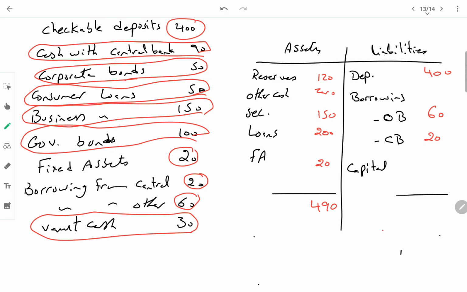As we said, the balance sheet identity should match, which means that assets should be equal to liabilities plus capital. So we can find the value of capital as the difference between assets and liabilities. So it's 490 minus 480. This means that capital will be 10. This is in order to have an equivalent value for assets and for liabilities plus the owner's equity side.